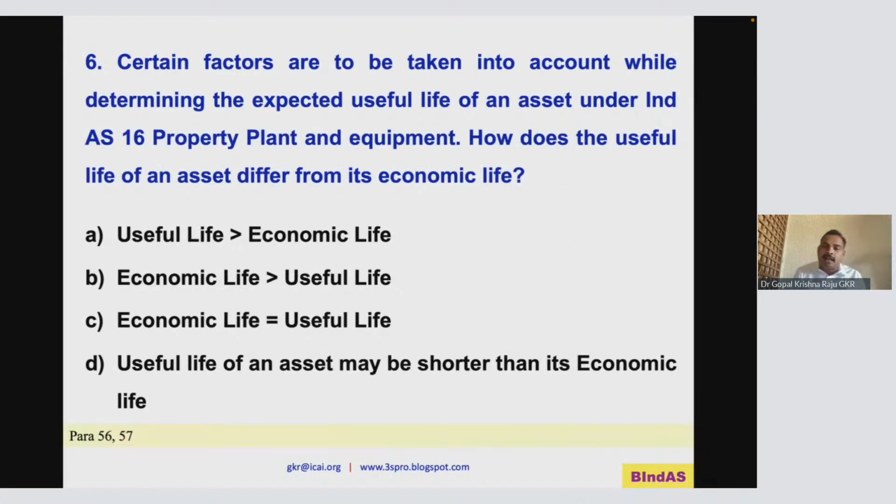Useful life is greater than economic life? Okay, wrong, because economic life is only greater than useful life. Economic life greater than useful life? Correct. Actually, B is correct. But let us go on. Useful life is equal to economic life? No, we cannot say that. Useful life of an asset may be shorter than economic life. Maybe. Now, why the word may? Actually, B is a very generic thing.